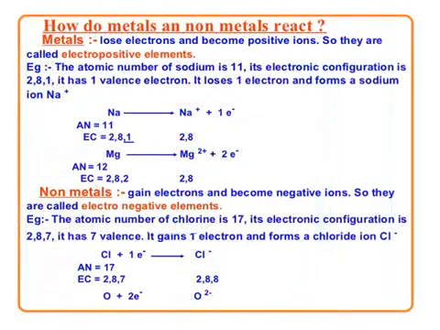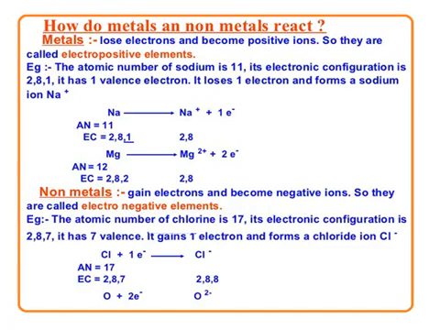Now let us see the reaction between metals and non-metals. The reaction between metals and non-metals makes us get an ionic bond. Let us see very deeply into this, and this is a very important question as far as the CBSE board is concerned.